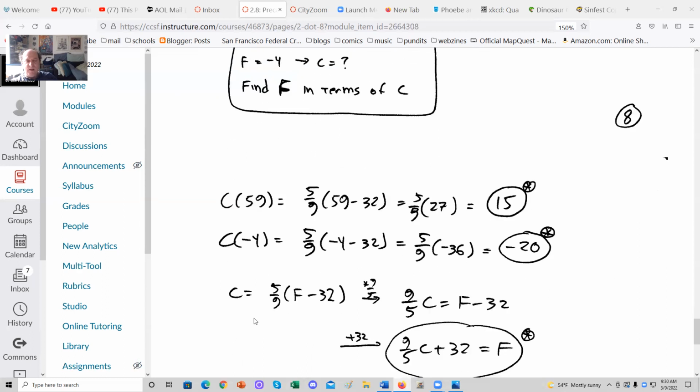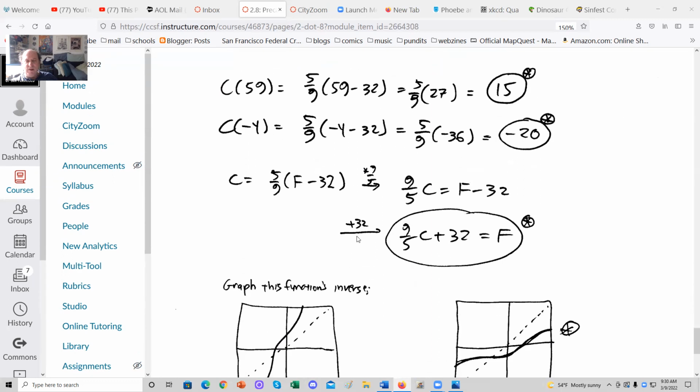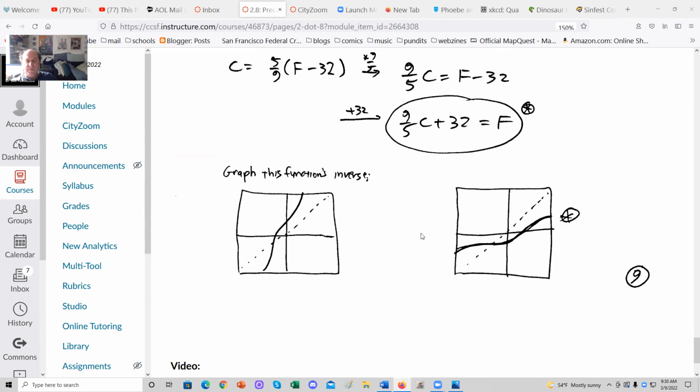And finally, to invert this, if C equals 5/9 of (F minus 32), let's first multiply both sides by 9/5. 9/5 C equals F minus 32. Then add 32 to both sides and get F equals 9/5 C plus 32. That's the Celsius to Fahrenheit formula.